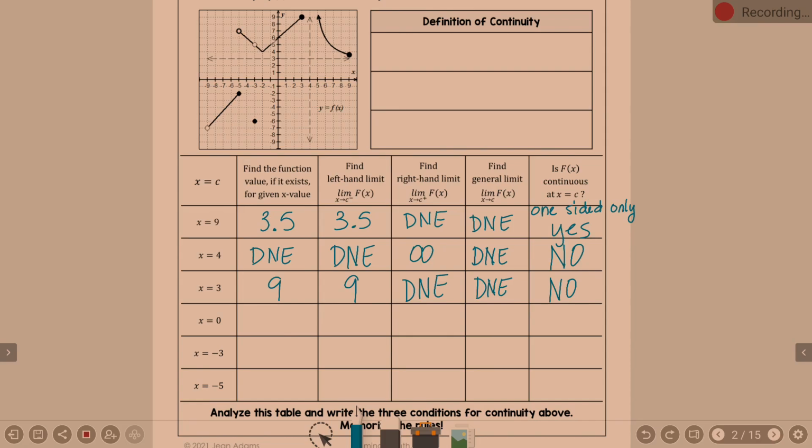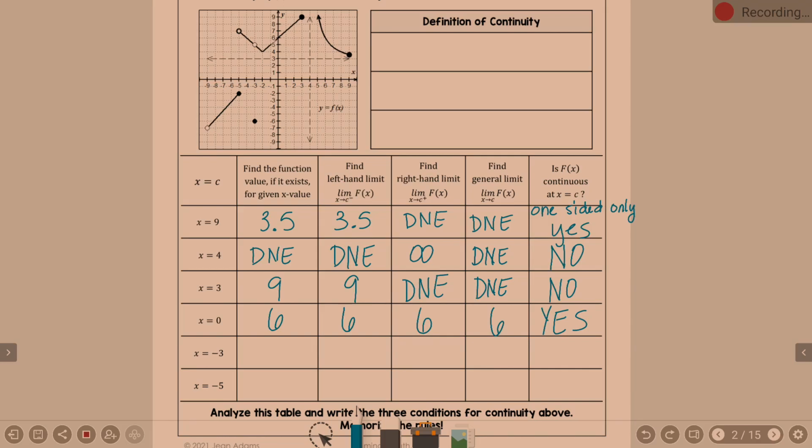Okay. When x equals 0, you ready? Function value. Okay, 6. Limit from the left. 6. Limit from the right. The general limit. Continuous. Yes. Okay. There's your true example of continuity. The limit from the left equals the limit from the right equals the function value.